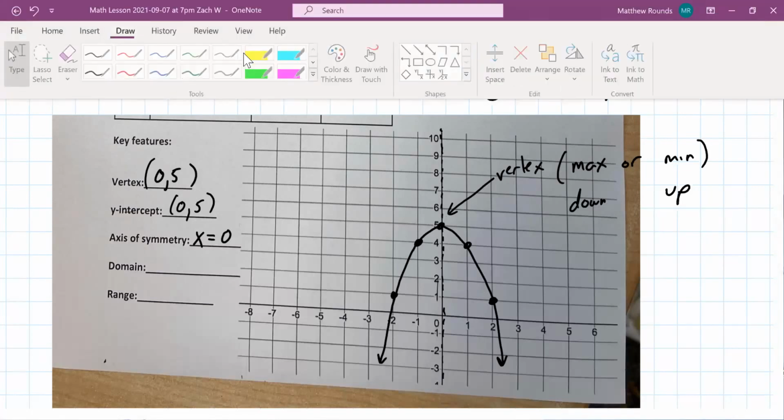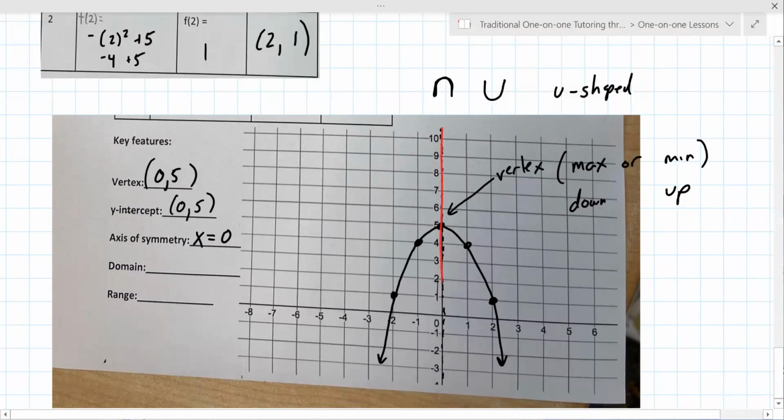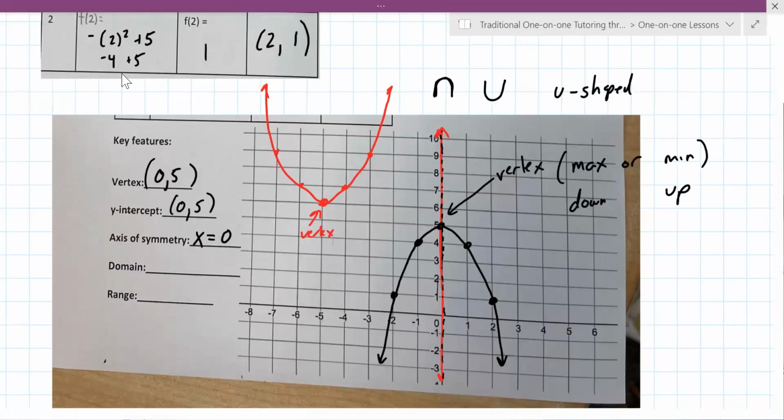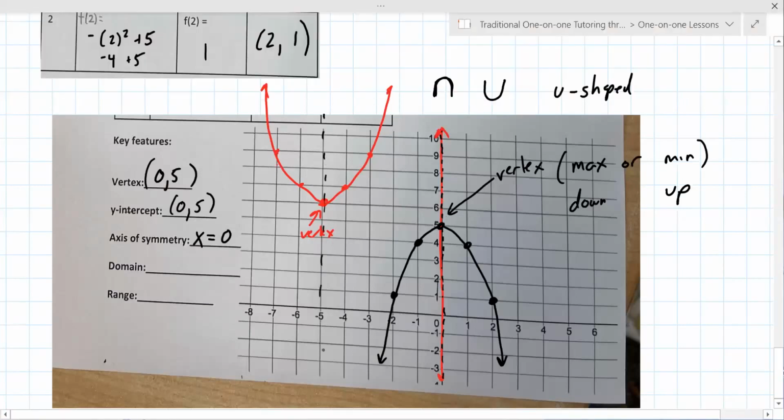If this was moved over, let's say by 5, and it looked like this, I'll just draw another one here. This one opens up. This is the vertex. What is its axis of symmetry? Negative 5. Yes. So I would just write x equals negative 5 for that? Exactly. Okay, so your domain for parabolas is always minus infinity to infinity. Have you seen that? That's interval notation.